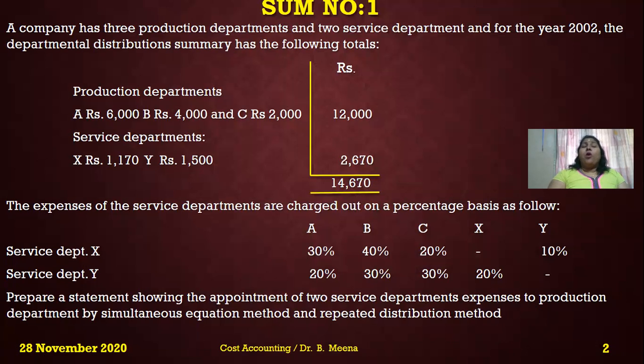If the problem specifically mentions to follow the simultaneous equation method, you need to follow it. And if repeated distribution is mentioned, you need to stick to the instruction only. If nothing is mentioned, then that's your option. Either you can apply the repeated distribution method or the simultaneous equation method.